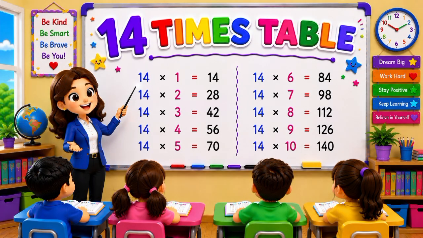14 times table. 14 ones are 14. 14 twos are 28. 14 threes are 42. 14 fours are 56. 14 fives are 70. 14 sixes are 84. 14 sevens are 98. 14 eights are 112. 14 nines are 126. 14 tens are 140.